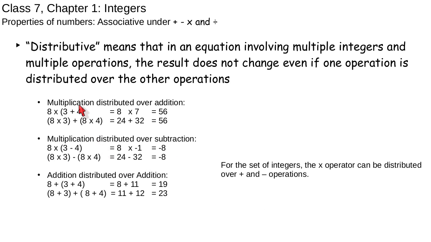So it is only multiplication that can be distributed over addition, or multiplication can be distributed over subtraction. Any of the other combinations, division distributed over addition or division distributed over subtraction, would not work. So for the set of integers, the multiplication operator can be distributed over the addition and the subtraction operator.